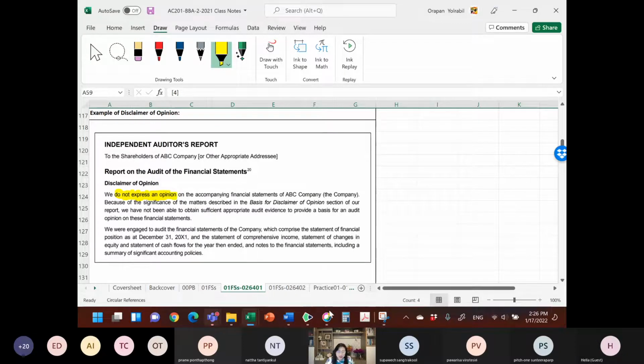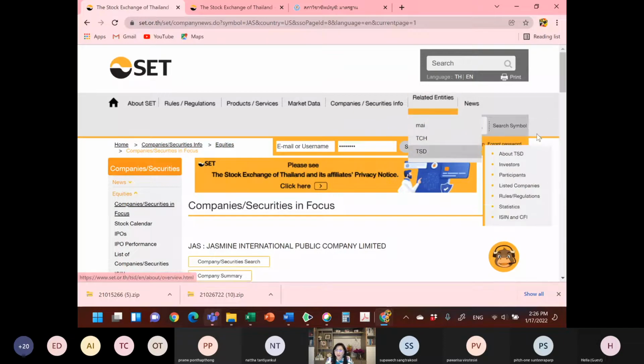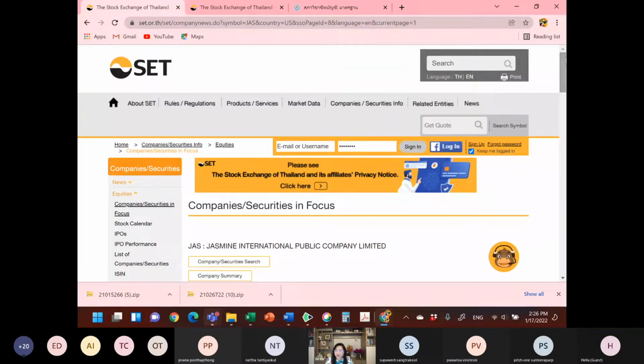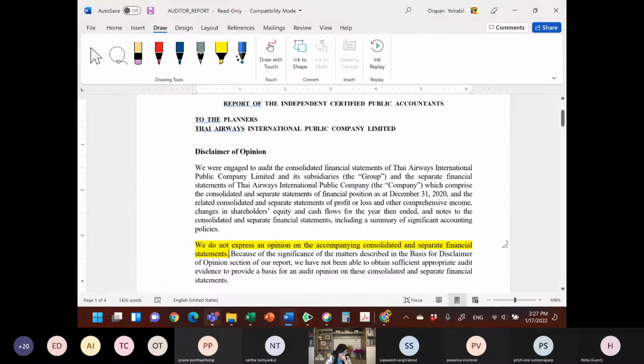Okay, so again, if you go to the website of the Stock Exchange of Thailand and search for Thai Airways, which is THAI, and look for the financial information and the auditor's report, then you get to see this.